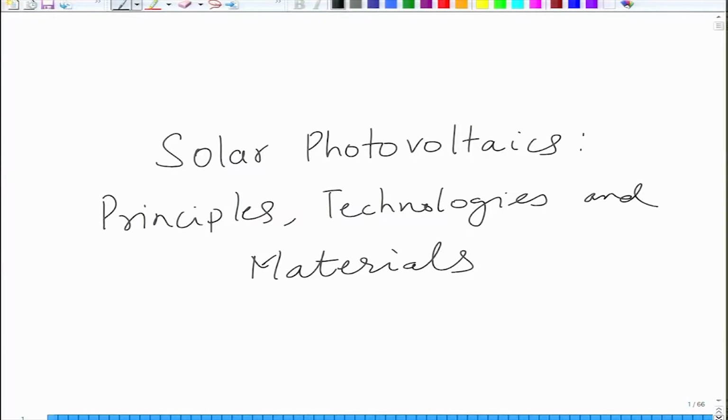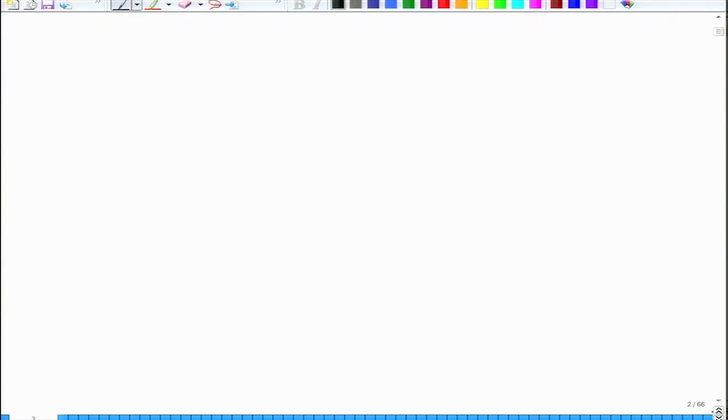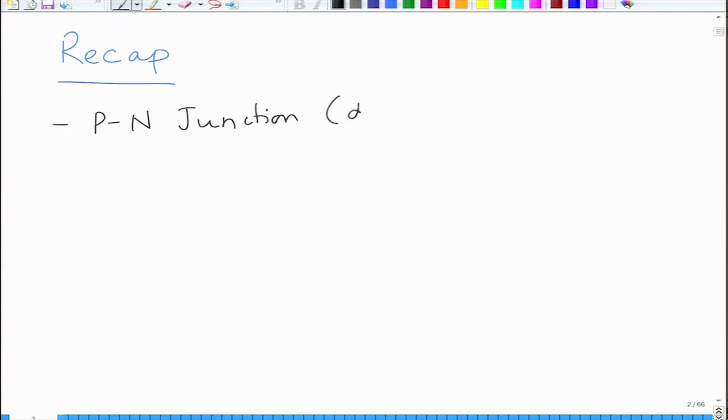Welcome again to the new lecture of this course, Solar Photovoltaics Principles, Technologies and Materials. So, we will just recap the last topic that we started. In the last lecture we started discussion on PN junction, and this is basically PN junction in dark without any light illumination.